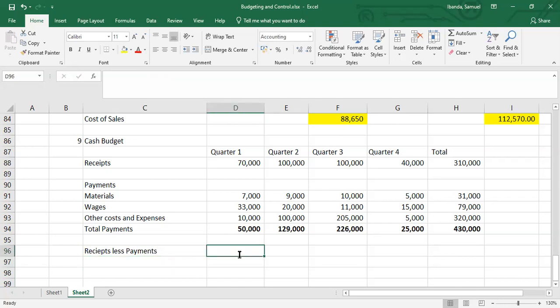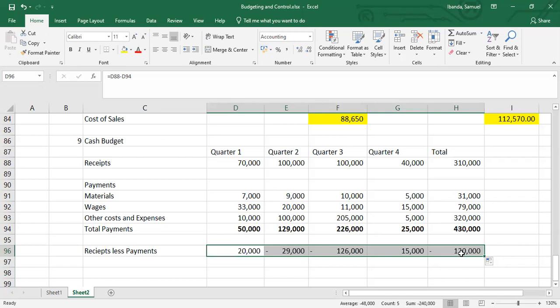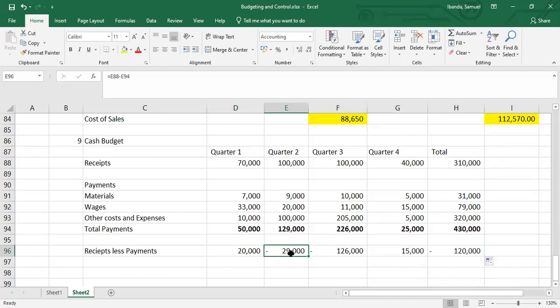There's payments, which will be the 70 minus 50, to give me 20. Let me just try to cascade this down. So as you can see, Q2 gives me a negative: 100 minus 129 gives me a negative. The same thing with Q3 also gives me a negative as well.